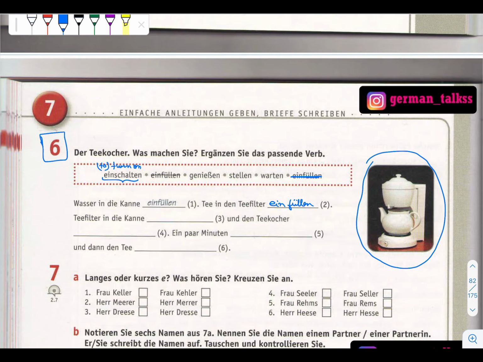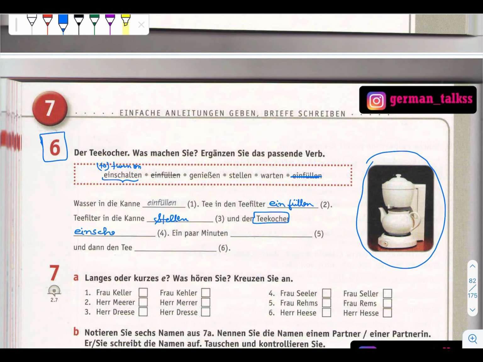Teefilter in die Kanne. Tea filter. Now what are we going to do with the tea filter? We put the tea filter in the can. So, stellen. Und dann Teekocher. And then the Teekocher, and what are we going to do? We are going to start it. So Teekocher, we are going to start.